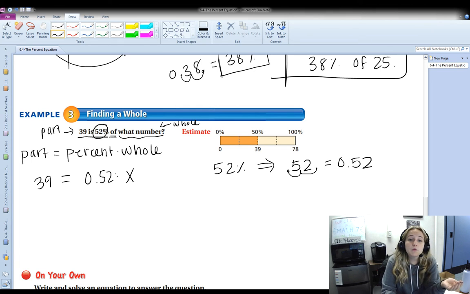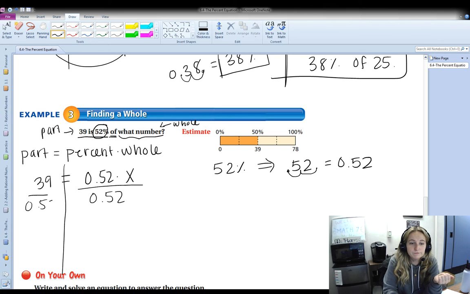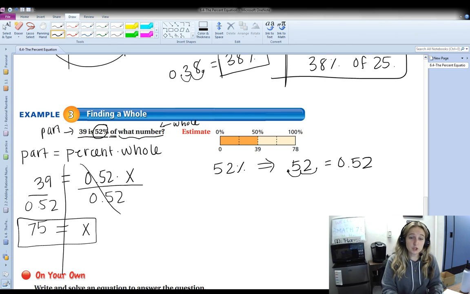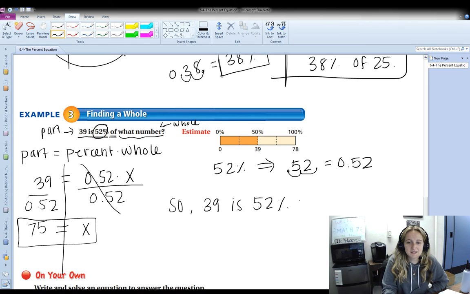Okay, now if we want to solve for x, what do we need to do to both sides? Well, what's attached to the x? 0.52. So we're going to divide both sides by 0.52. Those are going to cancel. We're going to be left with x equals, and let's do 39 divided by 0.52. That is going to give me 75. So that is our whole. So let's write that. So 39 is 52% of 75. Okay, and that is our final answer.